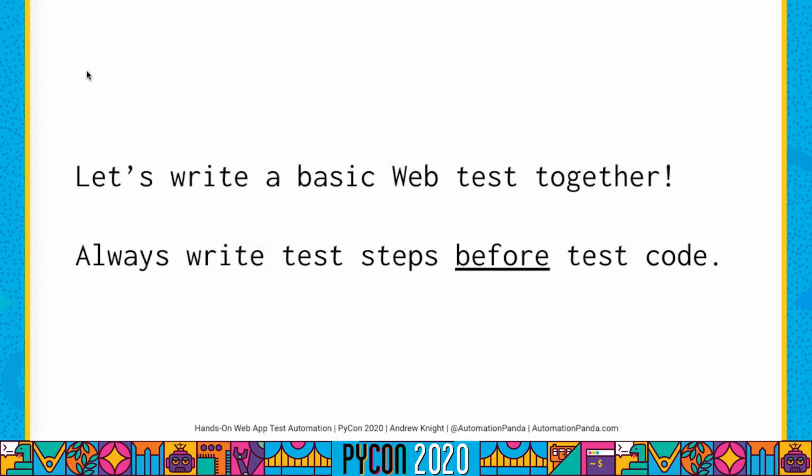As a best practice, we always want to write our test steps before we touch any code. It's good to be meta like that. We want to make sure that we have a good procedure, apart from whatever code implements it in automation.